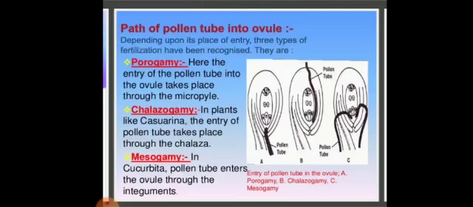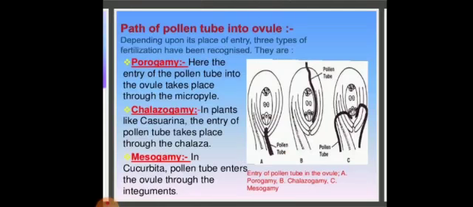3N structure. The secondary nucleus fuses with another male gamete, forming a triploid nucleus, and this triple fusion takes place in the double fertilization process, and endosperm and embryo formation occurs in this process.